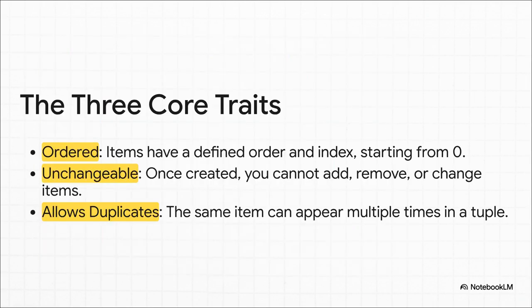A tuple's whole identity really boils down to three main traits. First, it's ordered, which just means every item has a specific spot and an index number, starting from 0. Second, and this is its superpower, it is unchangeable, or what programmers call immutable. The best way to think about it is like text carved into stone. Once it's there, it's there for good. And third, it totally allows duplicates. You can have the same item in there 5 times if you want, no problem.